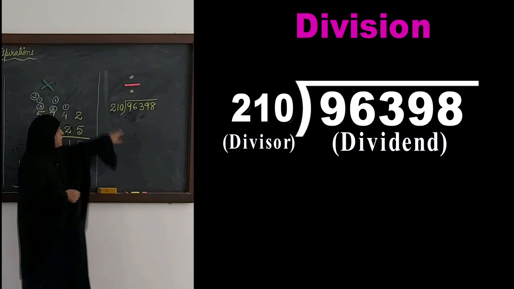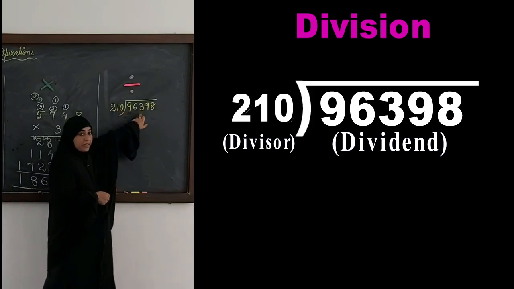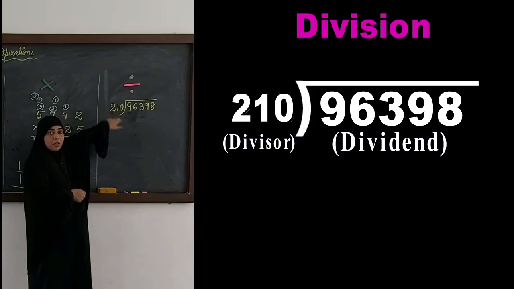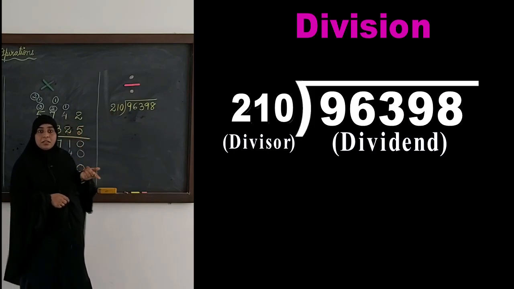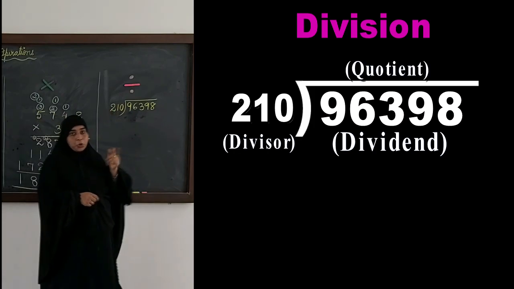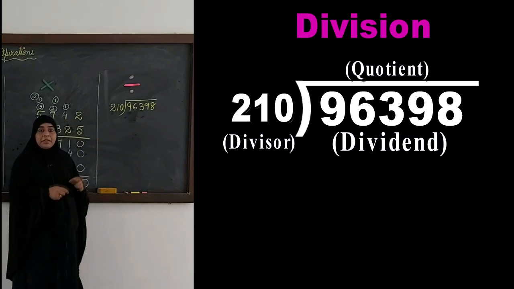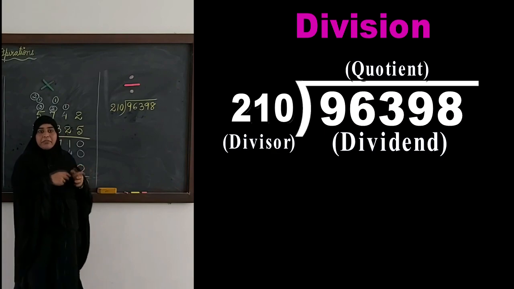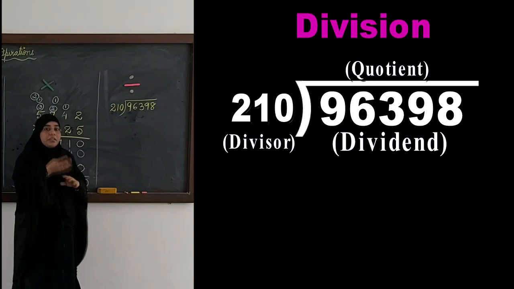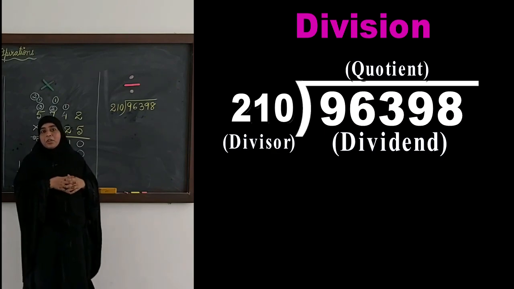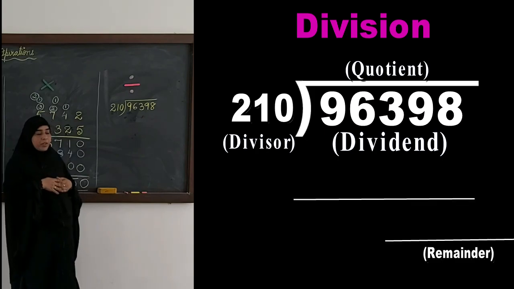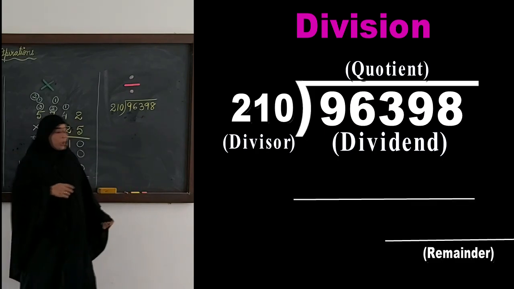What do we call this number? Divisor. Dividend, divisor. What about the answer that we get? What will we call it? Quotient. And sometimes after doing the division, there will be a remainder. We'll get a number which we cannot divide further. That number we call it remainder. Okay, as we do, I will keep explaining you all.